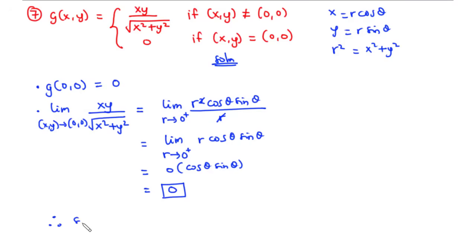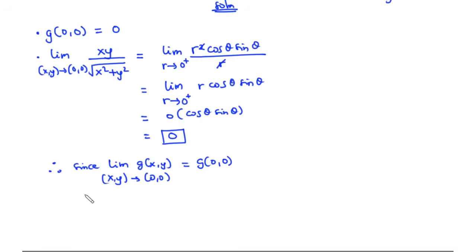Therefore, since the limit of the function g of xy as xy approaches 0, 0 is equal to the value of the function at the point 0, 0, we say that g of xy is continuous at the point 0, 0.